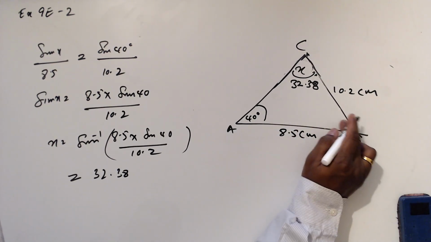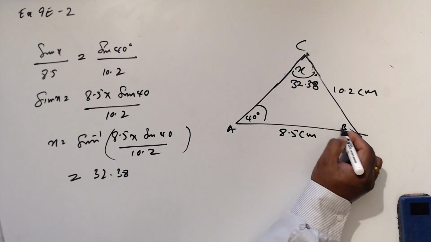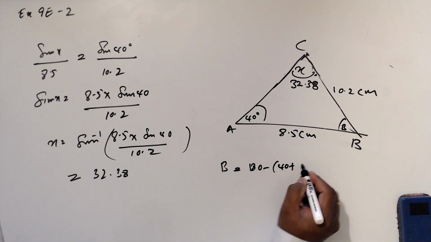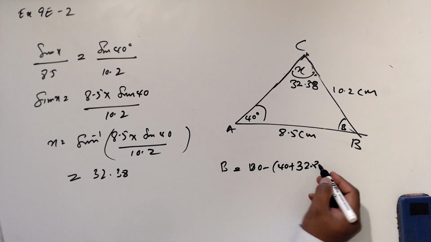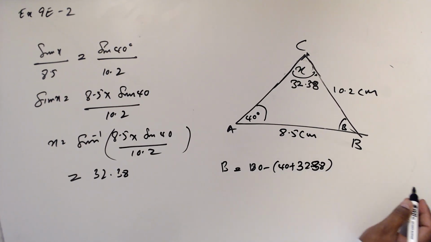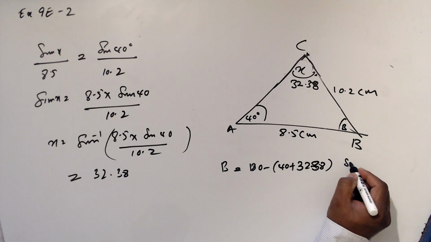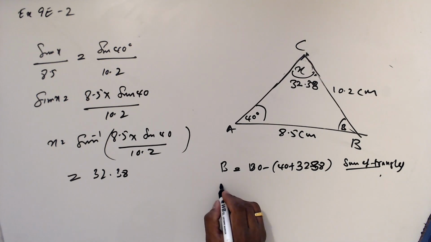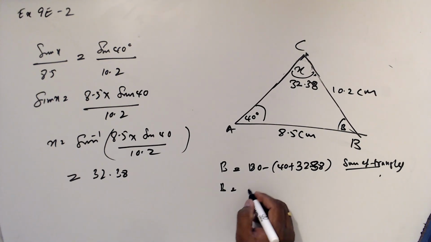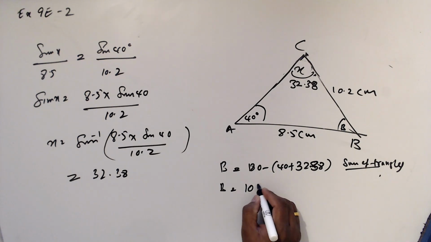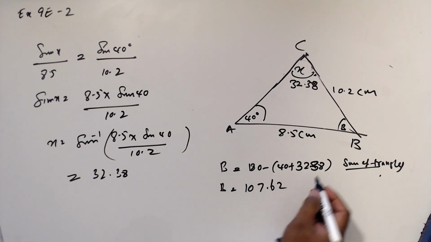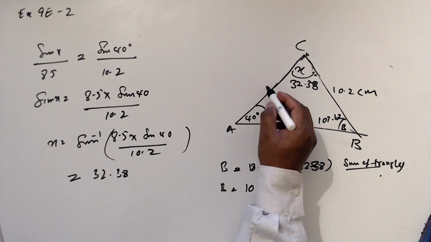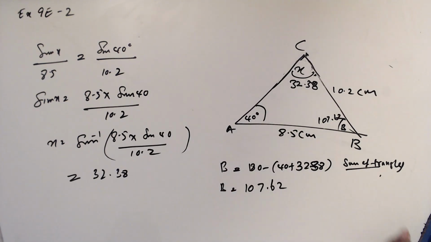Then this angle B equals 180 minus 40 plus 32.38, because of the sum of angles in a triangle. So that is the reason. So B is 107.62. Now I want to find this distance AC.